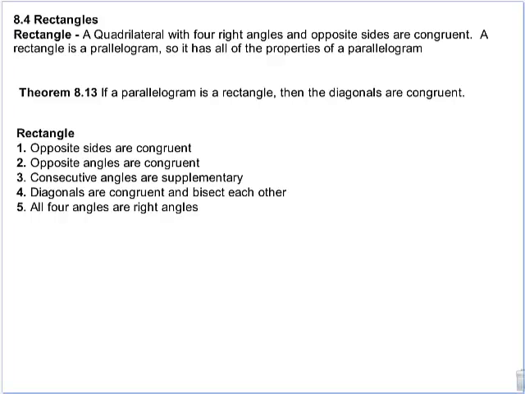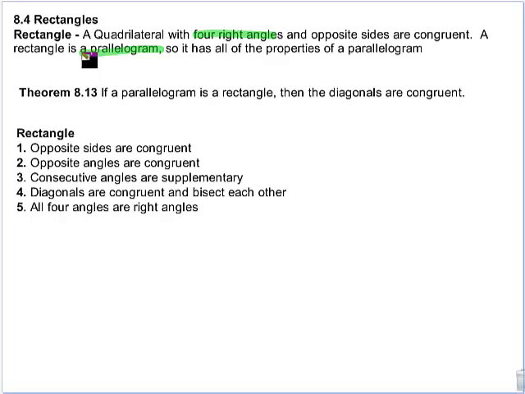So rectangles. Tell me what a rectangle is without looking up here. A quadrilateral with 4 right angles on opposite sides. Did you know that already, though? Yeah. Okay, so a quadrilateral, what makes it a rectangle is the fact that it has 4 right angles, and it's a parallelogram. So what that means is that we have all the properties of a parallelogram, and then in addition to, it has 4 right angles.